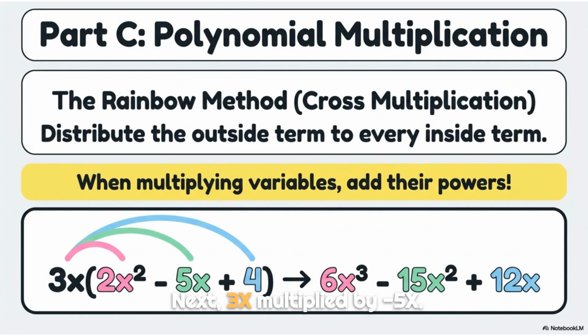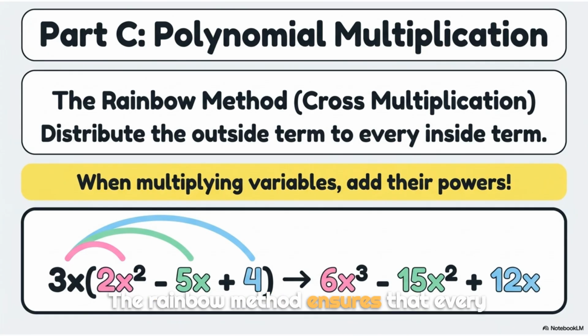Next, 3x multiplied by negative 5x. 3 times negative 5 equals negative 15. x multiplied by x becomes x². So the second term is negative 15x². Finally, 3x multiplied by 4. 3 times 4 equals 12. Then attach the x, so we get 12x. Therefore, the final answer is 6x³ − 15x² + 12x.